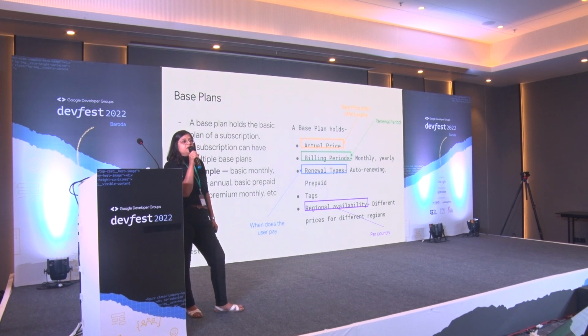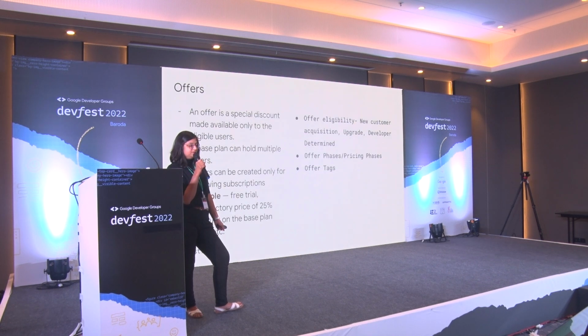Regional availability is something which is introduced in this new version. It means that you can have different prices for different countries. You can also choose which countries your subscriptions or your offers are available to, or not available to. So for example, you want to boycott China and you don't want China to use your application, so you can cut that off from the regional availability list.